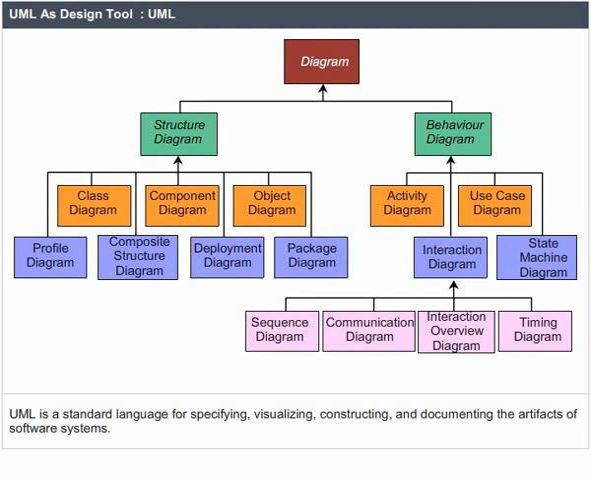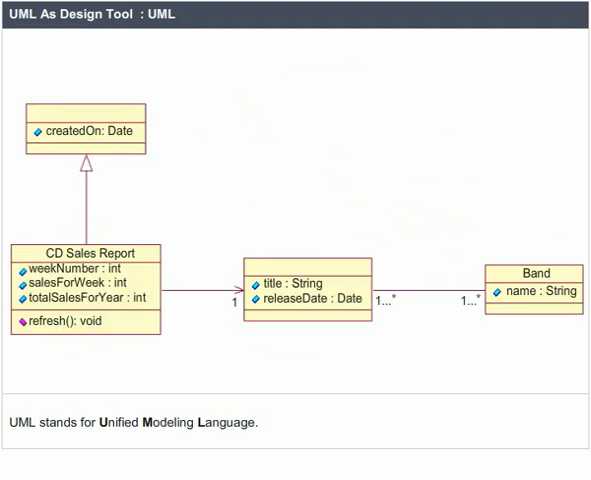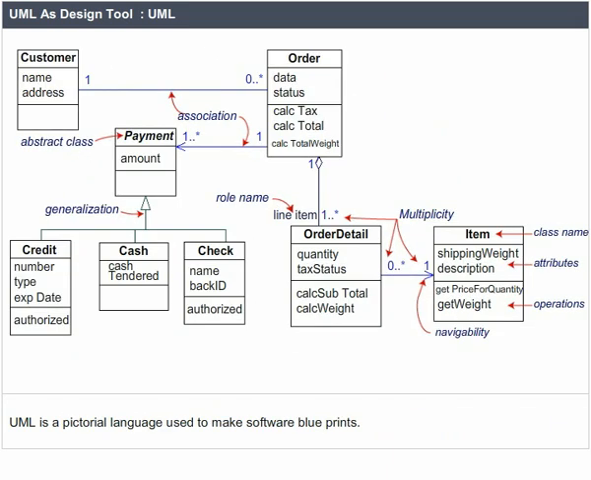UML is a standard language for specifying, visualizing, constructing, and documenting the artifacts of software systems. OMG is continuously putting effort to make a truly industry standard. UML stands for Unified Modeling Language. UML is different from the other common programming languages like C++, Java, COBOL, etc. UML is a pictorial language used to make software blueprints.